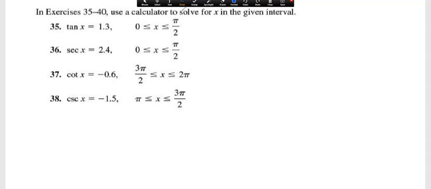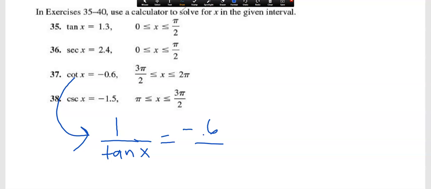Okay, so I'm going to need a calculator for this. Cotangent x, so that would be the same thing as 1 over tangent x equals negative 0.6. Ooh, man. That would mean the tangent of x would be what? Come on, folks. Negative 1 over 0.6, not 2 negatives. Who in their right mind would put 2 negatives? You can only have 1 negative if you want to keep it negative.